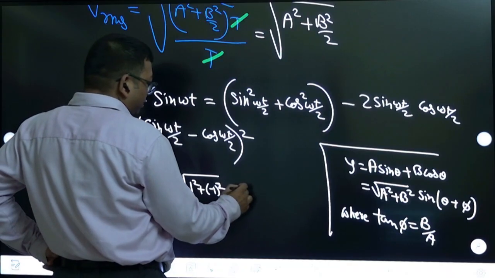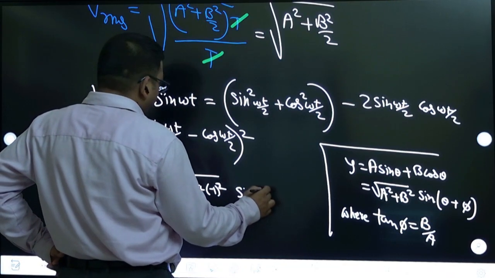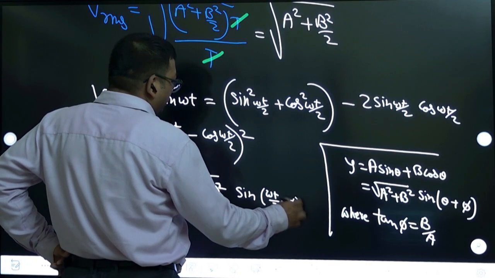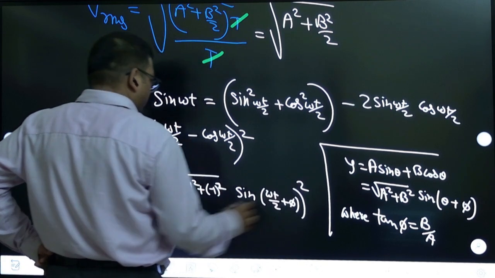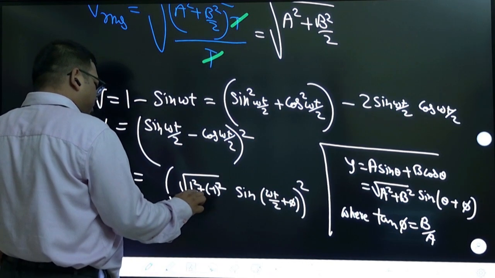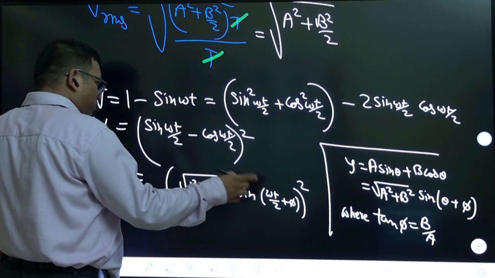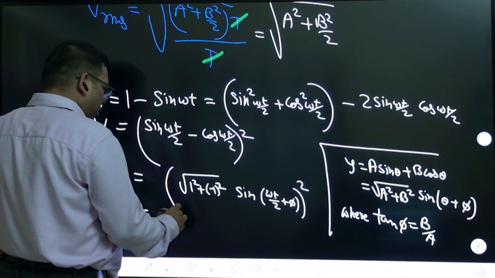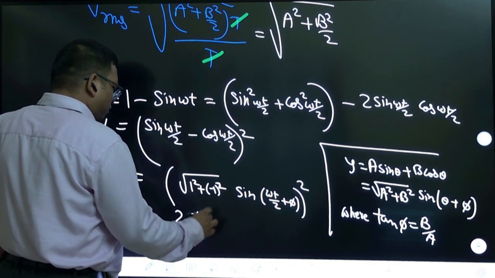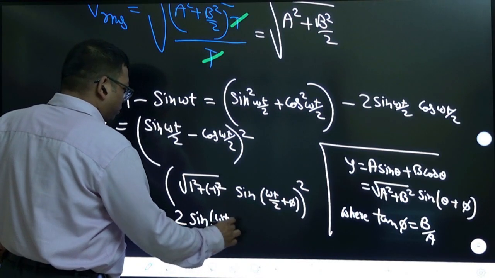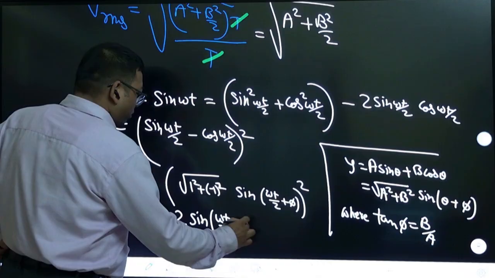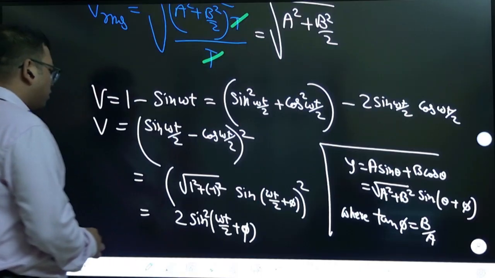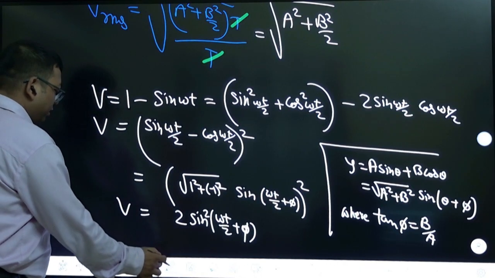And then we can write this as sine of theta plus phi. Theta means this omega t by 2, and phi means some angle will come. Okay. So some angle. So now you see this has become root of 2 square. Root of 2 square means it will become 2 only. 2 sine omega t by 2 plus phi. And note that this is square of that, so this is sine square. Okay. So this v can be written in this way.